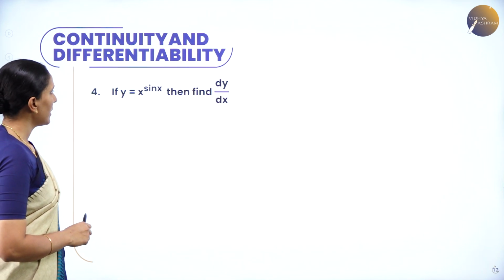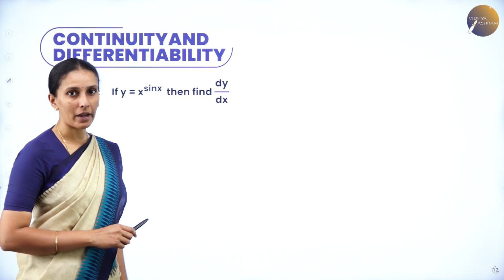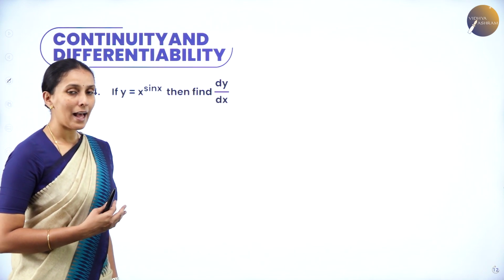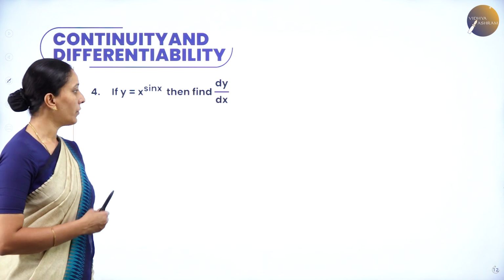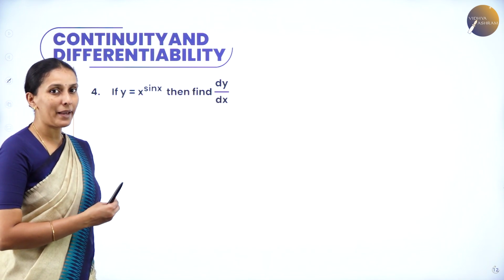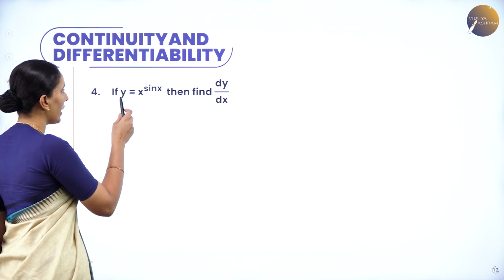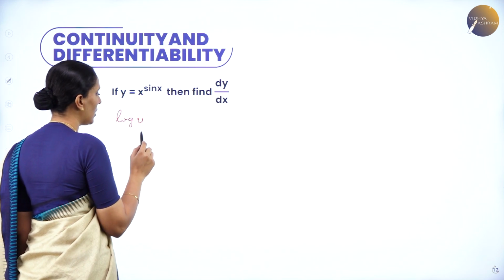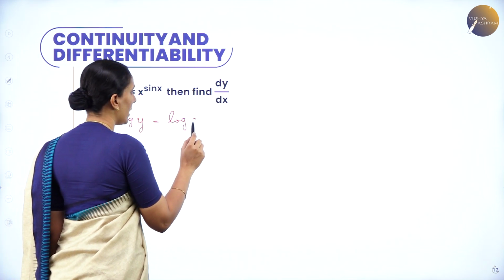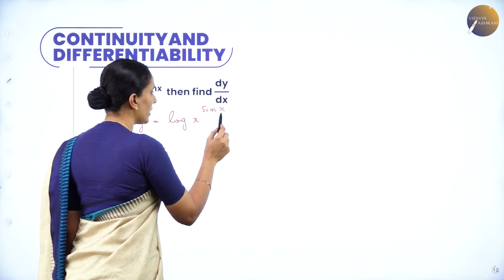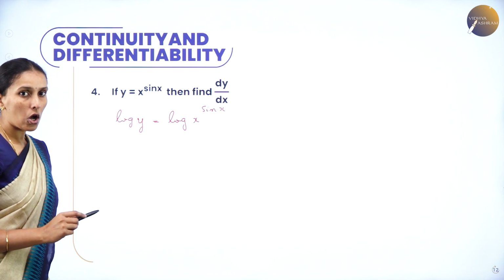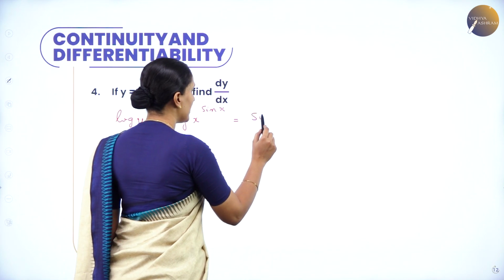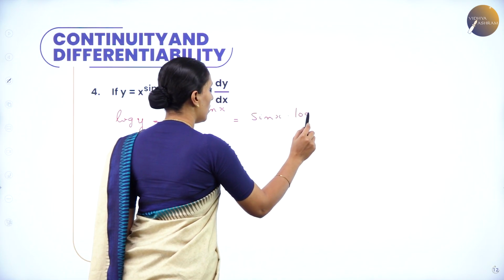Next, if y is equal to x to the power sin x, then find dy by dx. So we have here the function in the form of an exponential. When we have functions in the form of exponential, we can apply log on both sides. So by applying log on both sides, I'll get log y is equal to log of x to the power sin x. And again, using the property of log function, that is log m power n can be written as n log m, this can be written as sin x into log x.